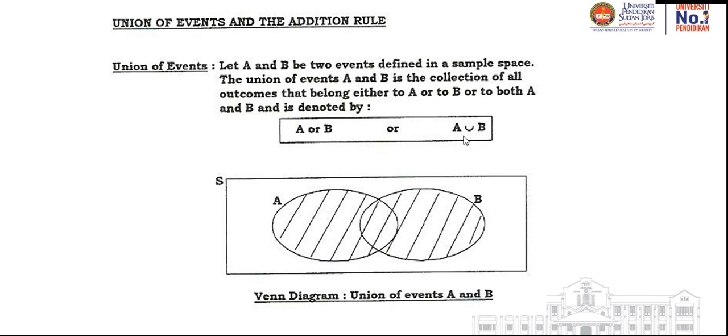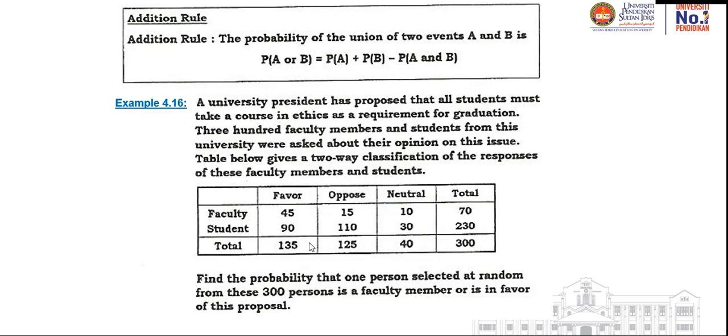Okay, next is union of events and the addition rule. The notation of union of events is A or B, or A union B. The keyword here is or. Previously, for the intersection, the keyword is and. At the bottom here is the Venn diagram. Union of A and B basically includes all in A and in B.